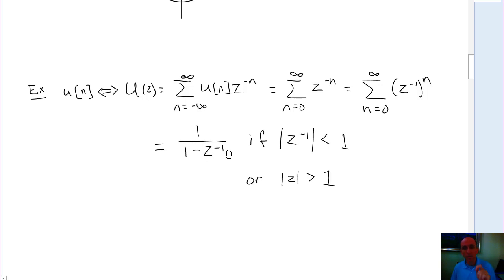Now, we said that this infinite sum converges to this value if what's elevated to the value of n has a magnitude that's less than 1. In other words, z to the minus 1 has to be less than 1. Or in other words, if we solve for z instead of z to the minus 1, the magnitude of z has to be greater than 1.